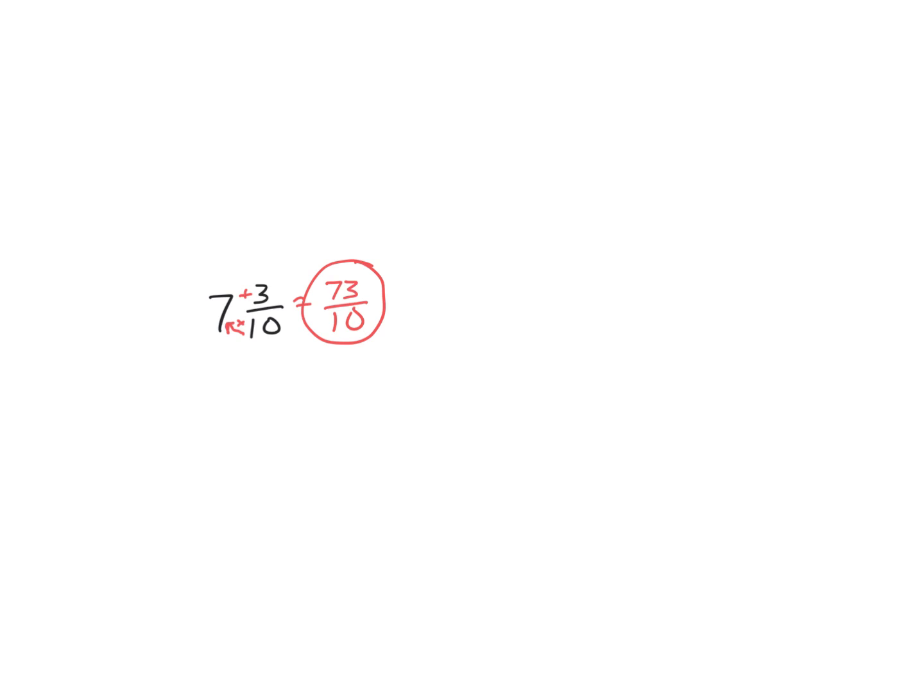Now, remember, I multiplied 10 times 7 because what I really have is 7 circles, and each one of those circles could be divided up into tenths, which means that I would have 70 tenths, which is what I get when I multiply 10 times 7, and then I just add the 3/10 to that.